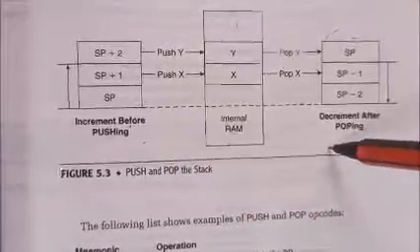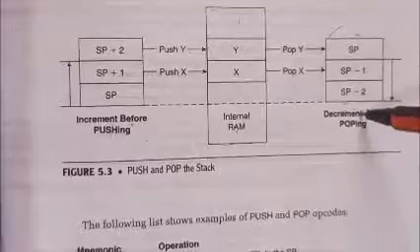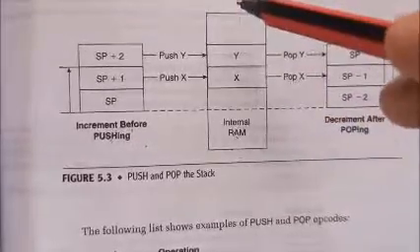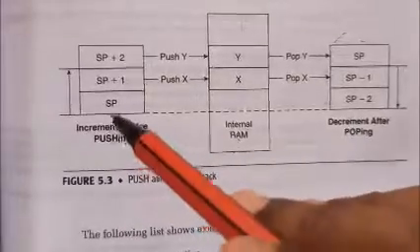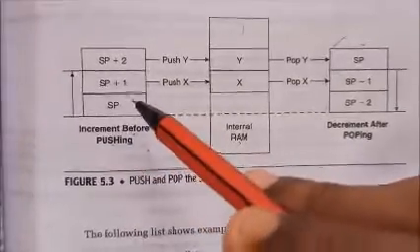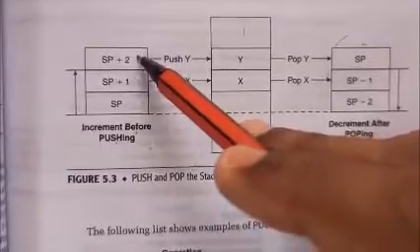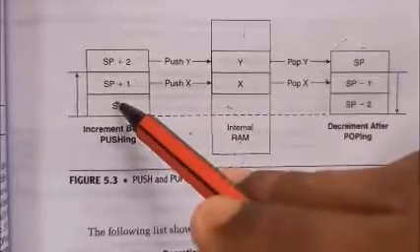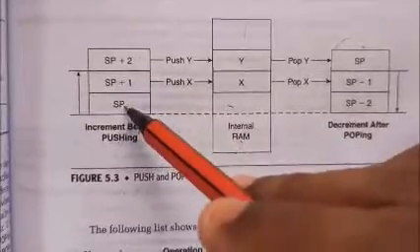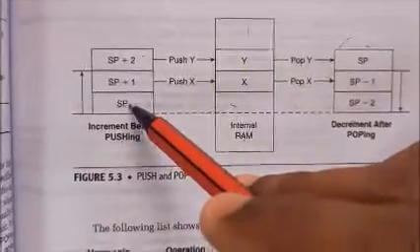Pop, in the sense of what will happen, is the deletion of the element from here to here. That means we can say this deletion is the decrement operation by the pop. So here, if I want to push this X data, and some Y data is there, if I want to push the X data to the RAM, first it will perform the increment operation. So SP, the stack pointer, has a default value.